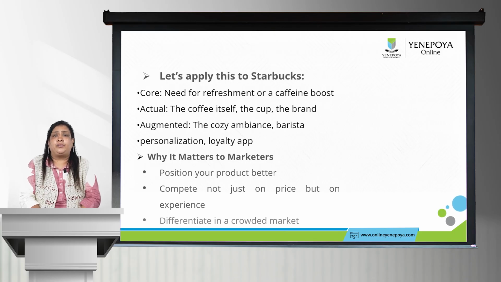Now I've got an activity for students. Please do this: pick any product you recently bought, maybe a smartphone or a bag or a coffee, and break it down into core product, actual product, and augmented or potential product. And please drop it in the comments or bring it to the next session. Let's see who can find the best product layers.